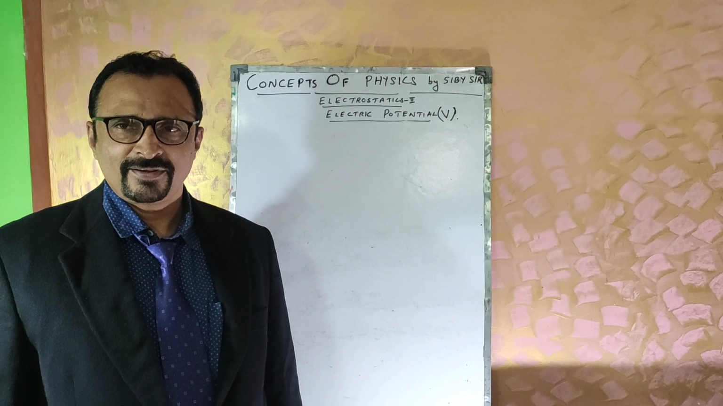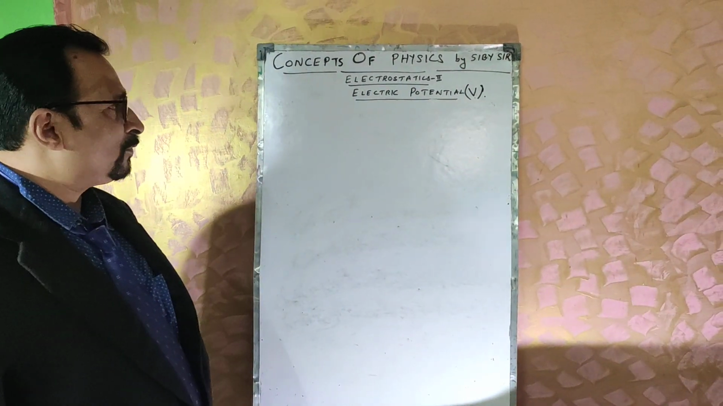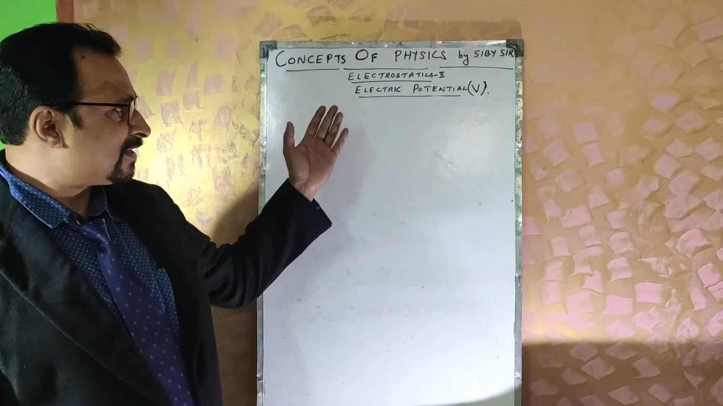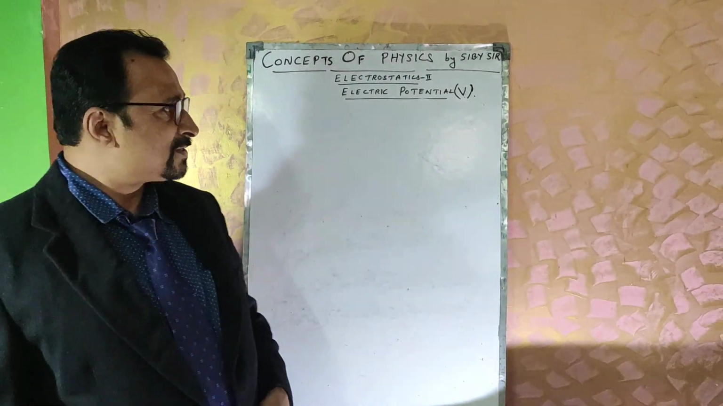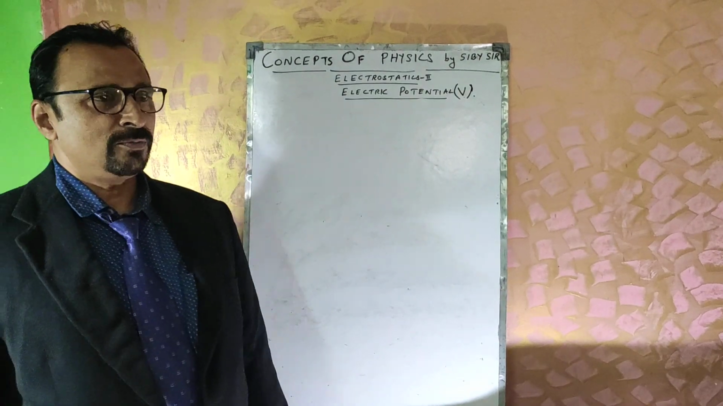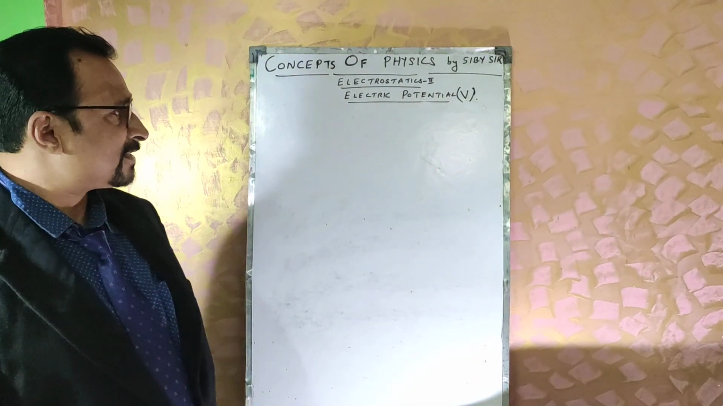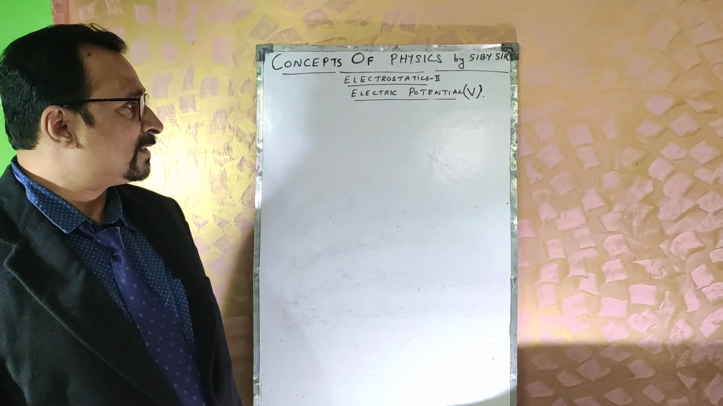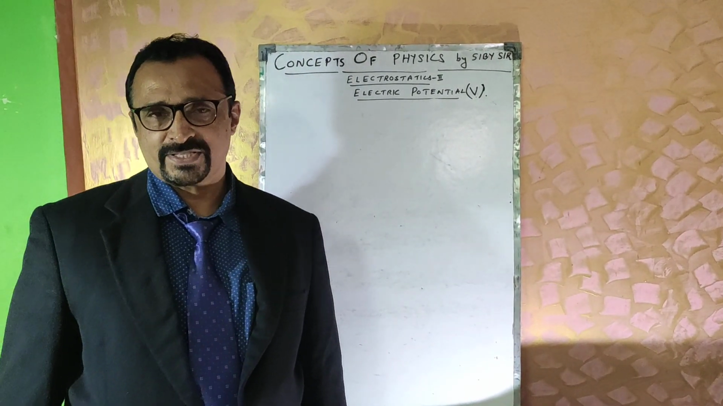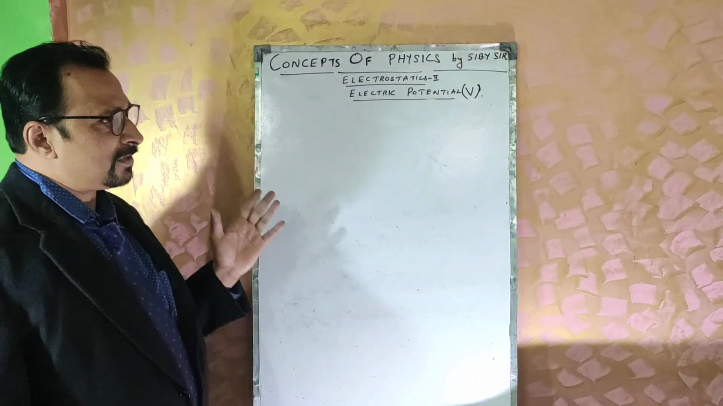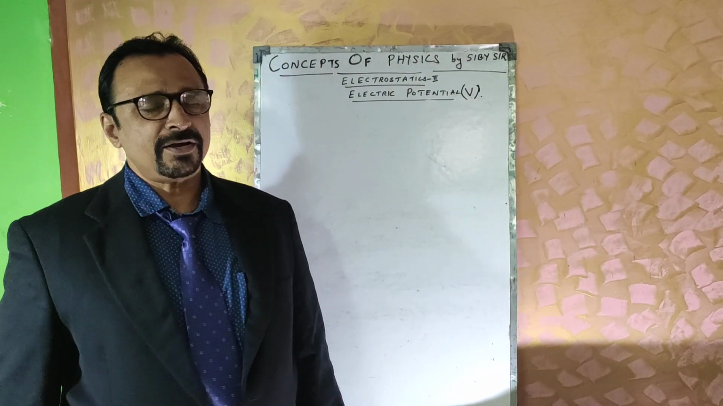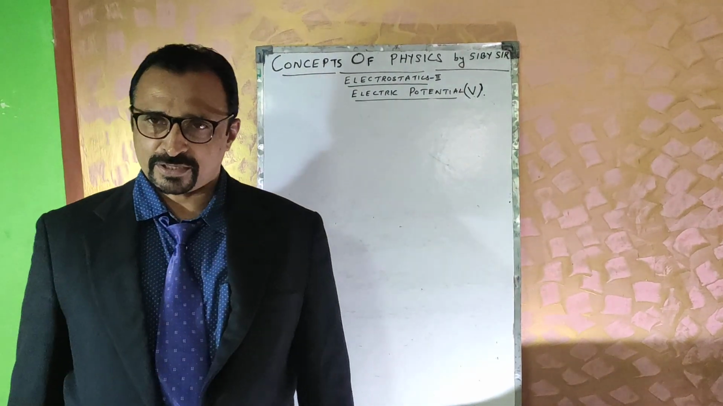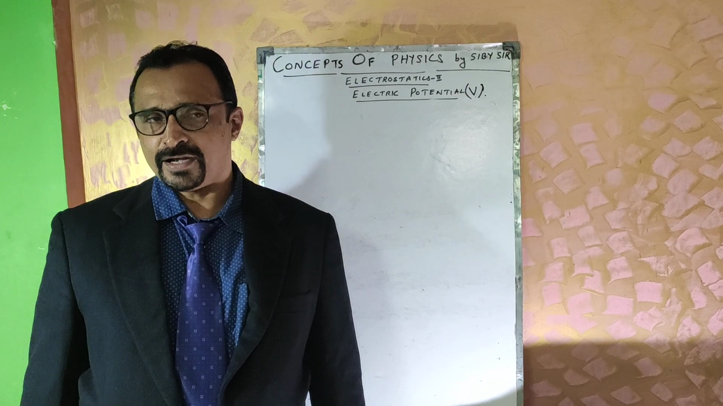Good morning, children. Today we are going to do the second part of electrostatics. In this chapter, we will study two important aspects of electrostatics. One is electric potential, and in the second part of the chapter we will study capacitors. Electric potential is a familiar term to you, I think, because in class 10th you studied the meaning of electric potential and potential difference.